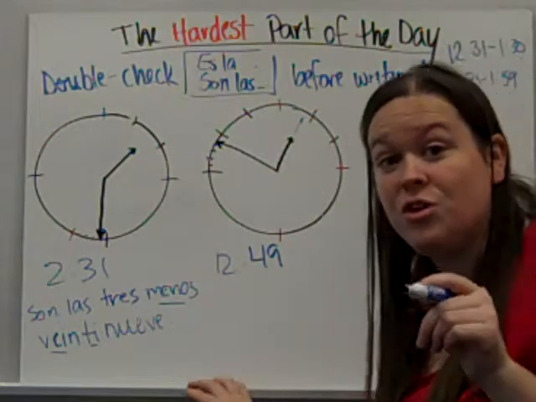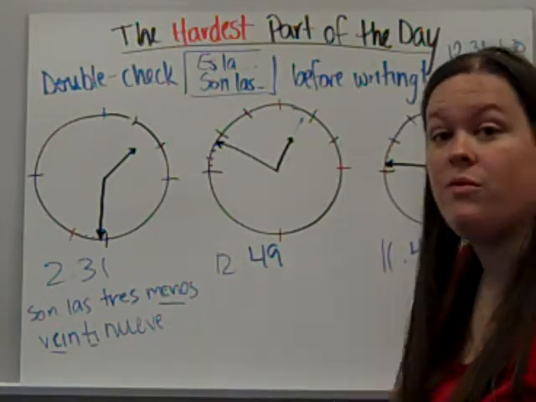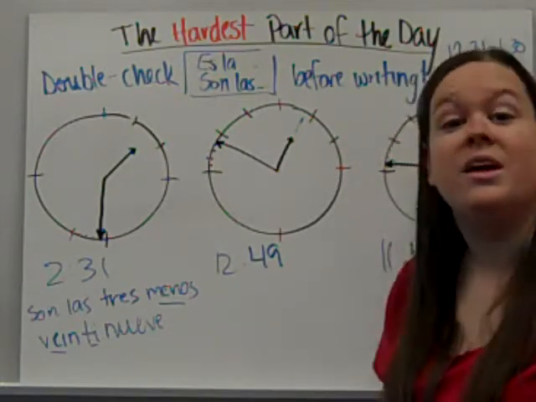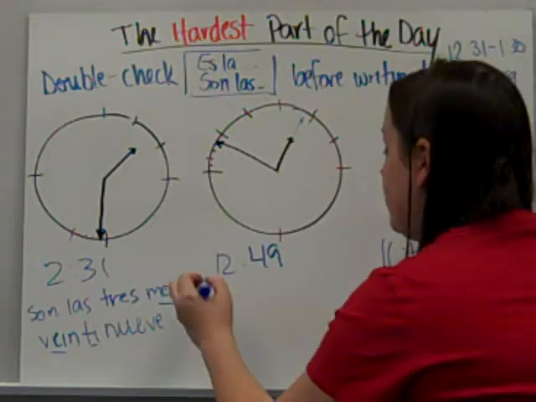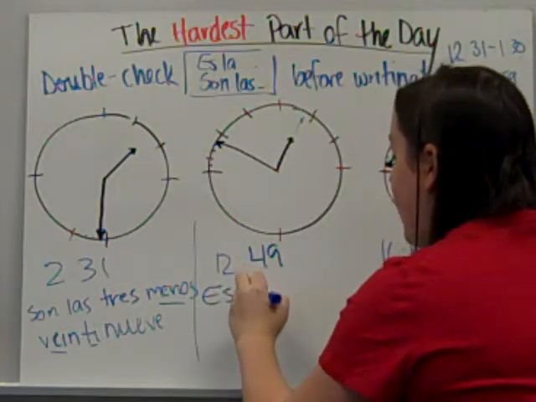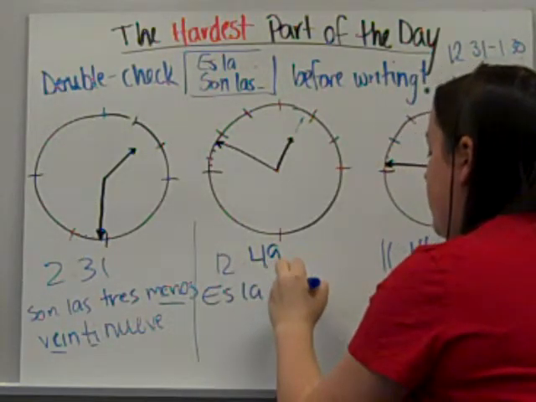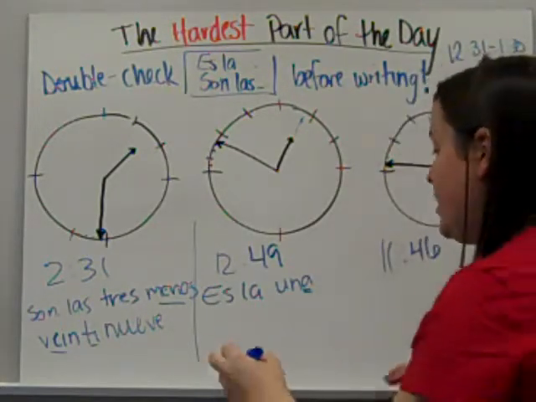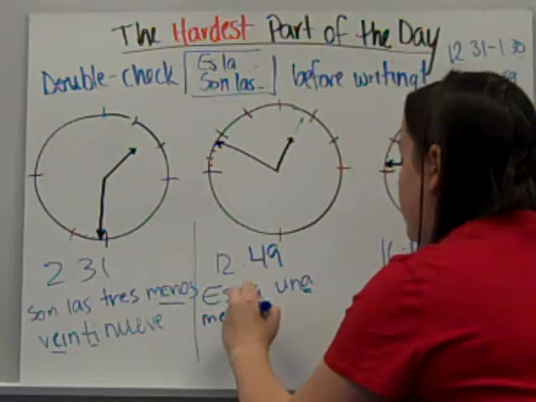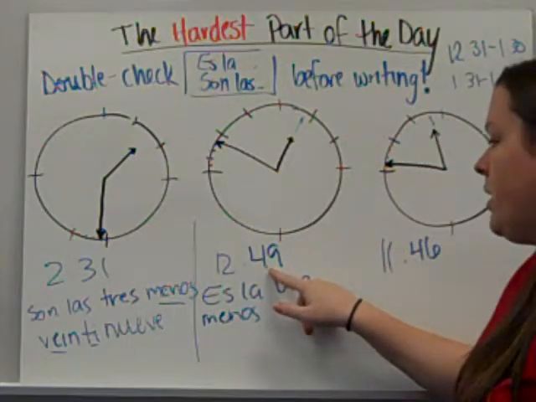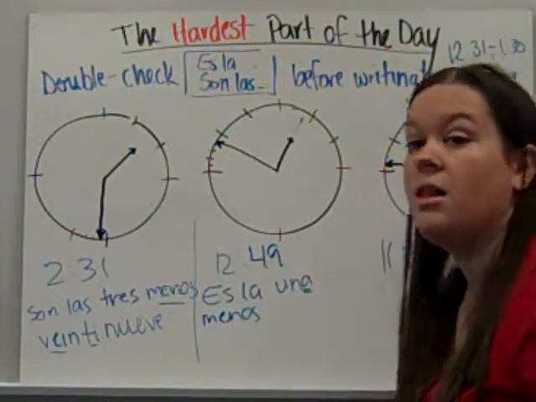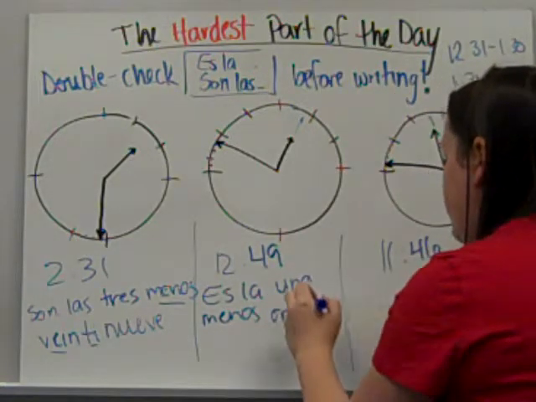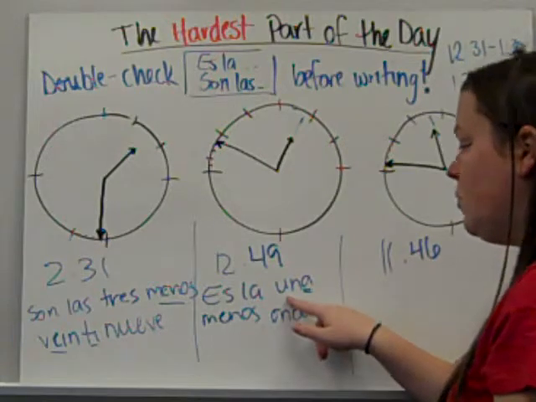12:49. This is a tricky one because you automatically see a 12 and want to start writing son las. But the next hour after 12 is 1. Instead of son las, you need to start with es la. And since it's going to be 1, remember uno changes to una. We're not adding, we're minusing. Menos. And how many minutes until it's 1? So 49 to 60, that is 11 minutes. So 11 minutes to 1.